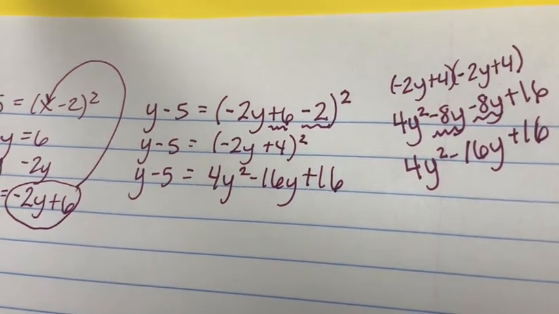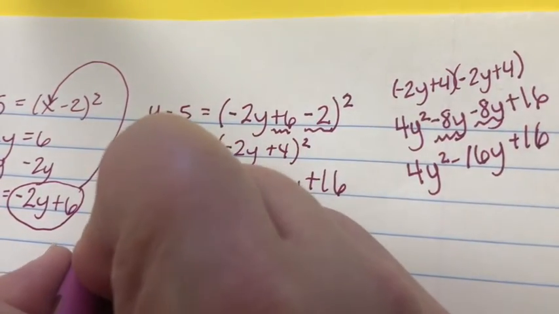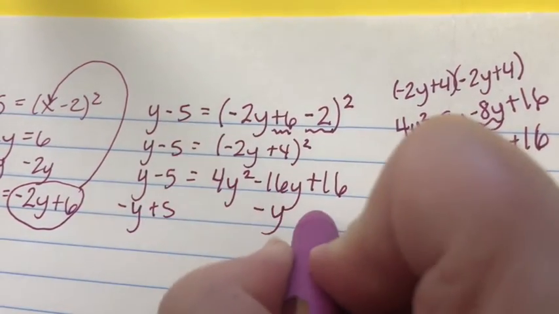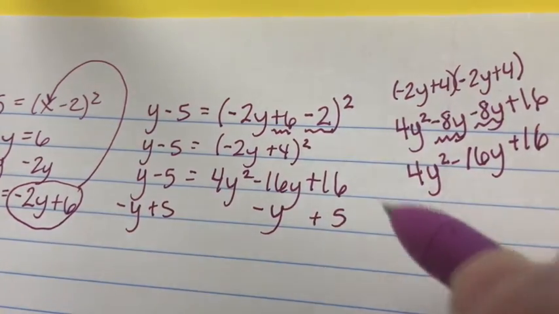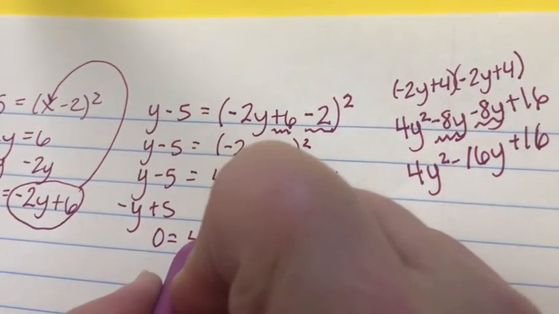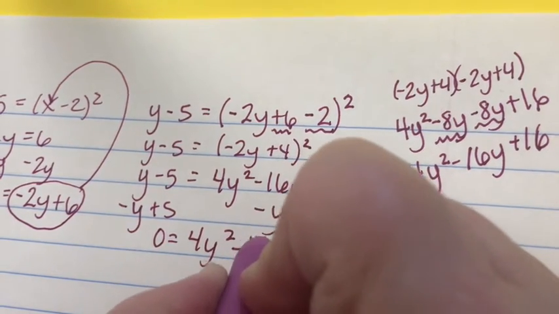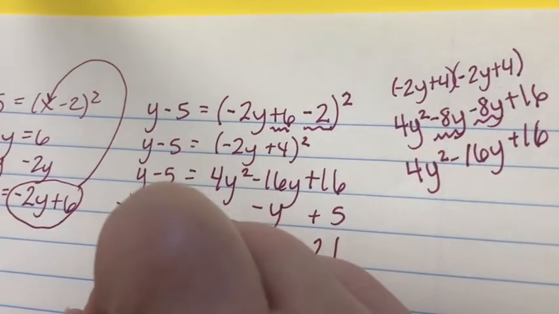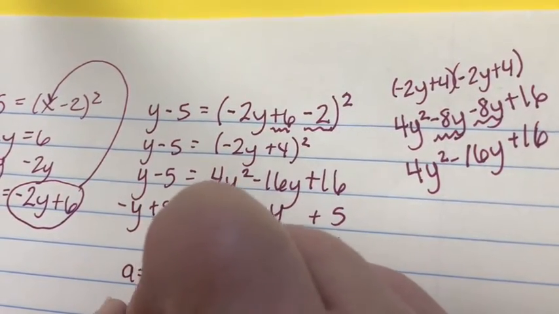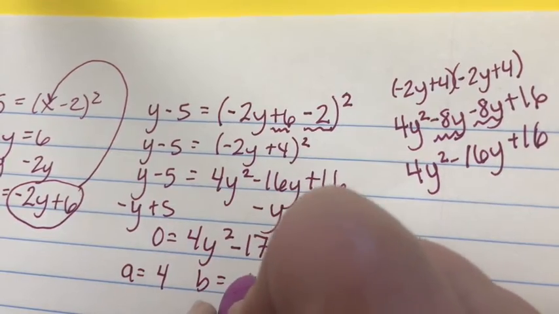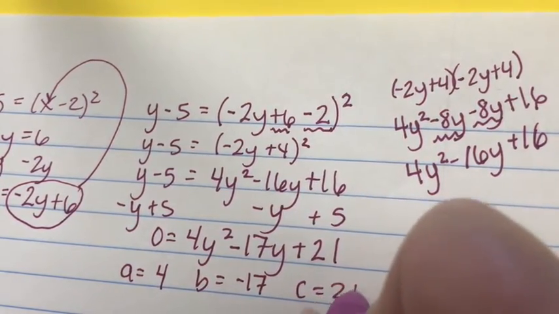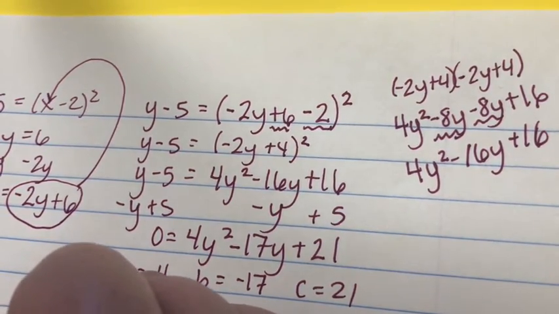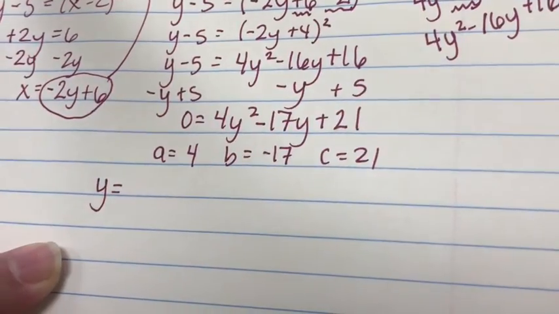Okay, so I'm going to move the y's, so everything over to the same side. So minus y, minus y plus 5, plus 5. So the same side is the positive y squared. So 0 is equal to 4y squared minus 17y plus 21. I'm going to use the quadratic formula again, where a is 4 this time, b is negative 17, c is 21.